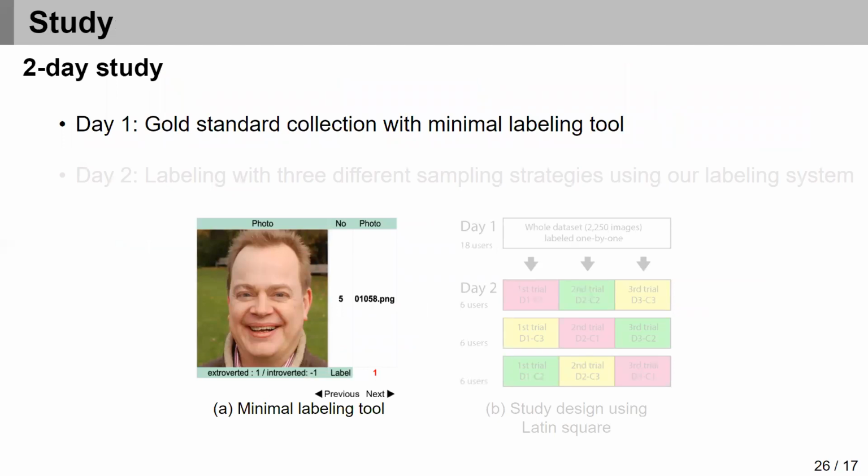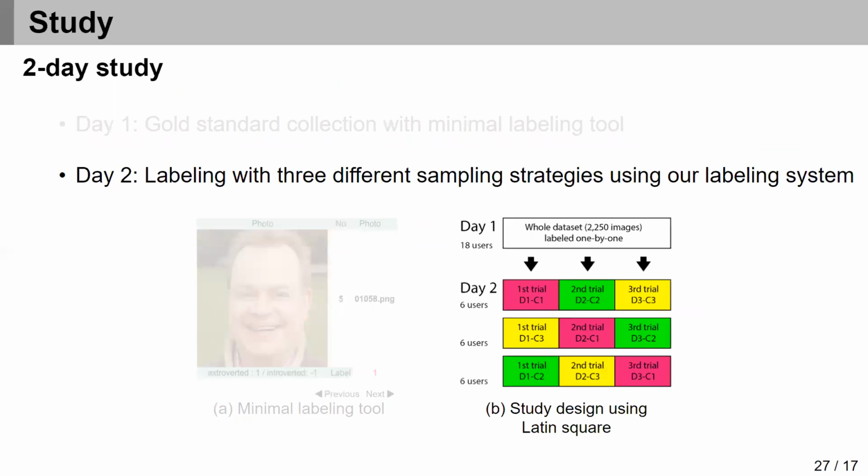We conducted our study for 2 days. On day 1, we collected a gold standard since subjective labeling does not have ground truth. Labelers used a simple labeling tool as shown in figure A on day 1. Then on day 2, we asked the participants to label under 3 different sampling strategies using our labeling system. We divided our dataset into 3 groups and used the Latin square design to counterbalance the order of conditions.